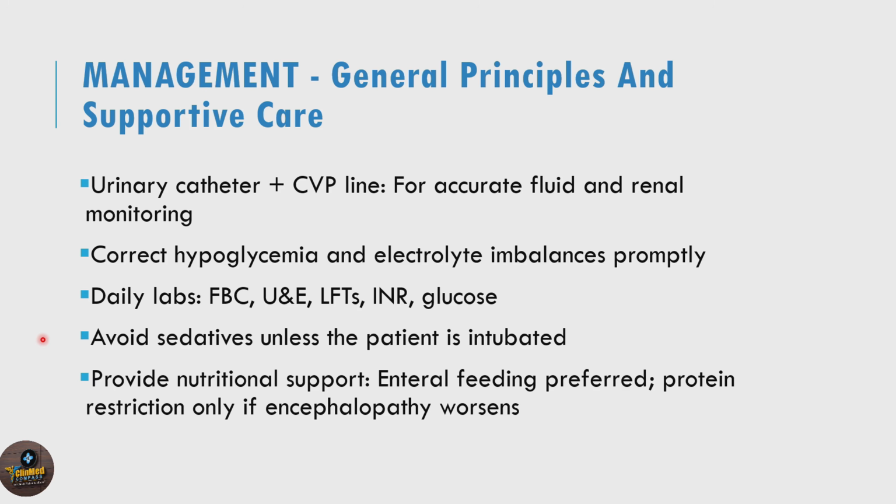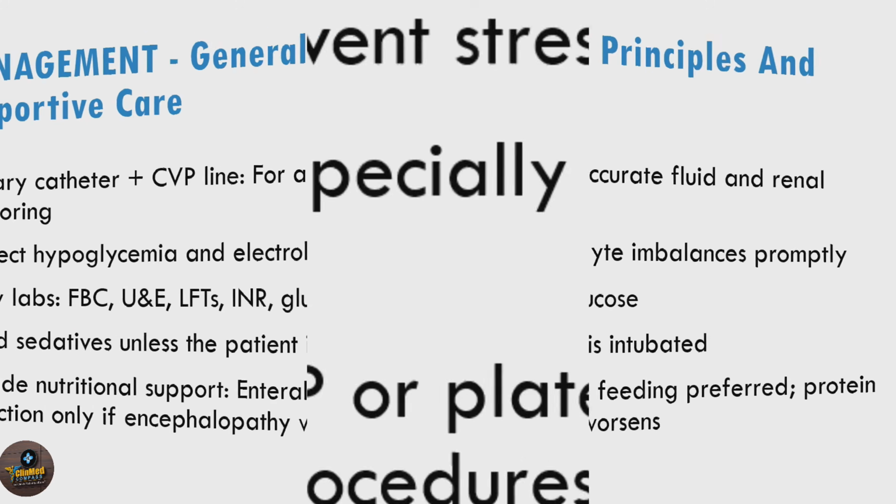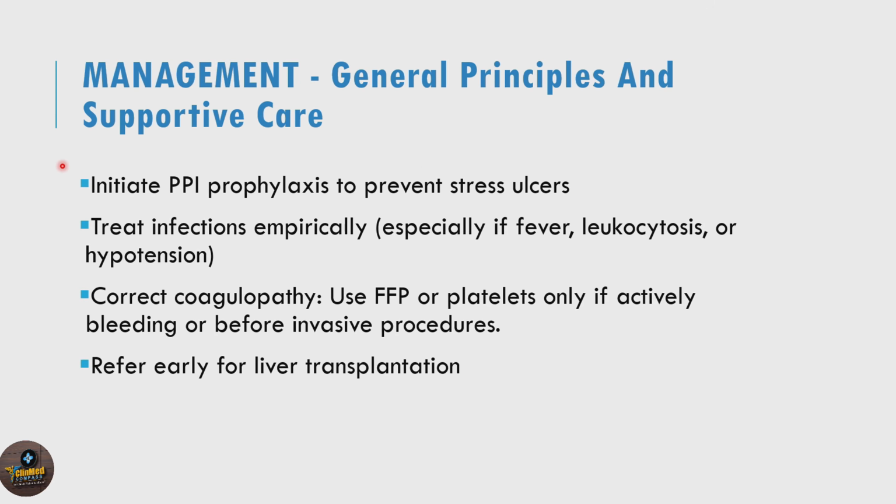Initiate nutritional support. Enteral feeding is preferred. Protein restriction is only advised if encephalopathy worsens. Start proton pump inhibitor prophylaxis to prevent stress ulcers. Treat suspected infections empirically, especially in the presence of fever, leukocytosis, or hypotension.